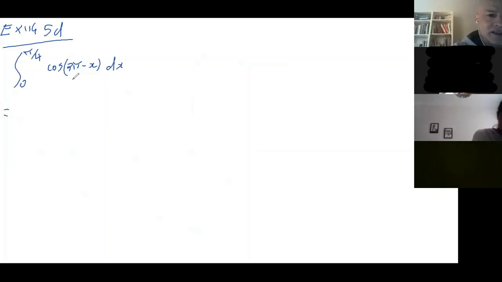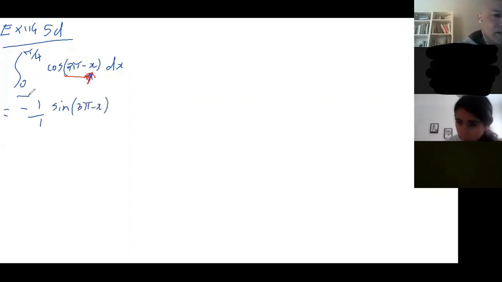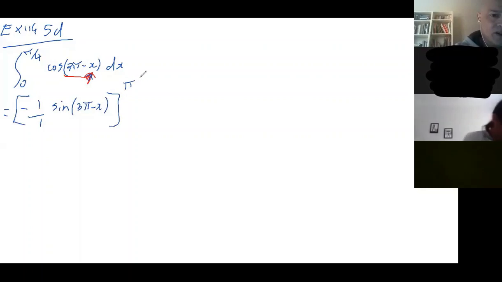Be careful here. The x is only there. It has a negative 1 in front of it. It's not the 3 pi. So some of you might look at the 3 pi and differentiate the 3 pi and get your 3. That's wrong. There's the x. So the only thing that I get here when I differentiate this is negative 1. So I'm going to get negative 1 divided by 1. Differentiating cos is a positive. So there it is, sine of 3 pi minus x between pi on 4 and 0.